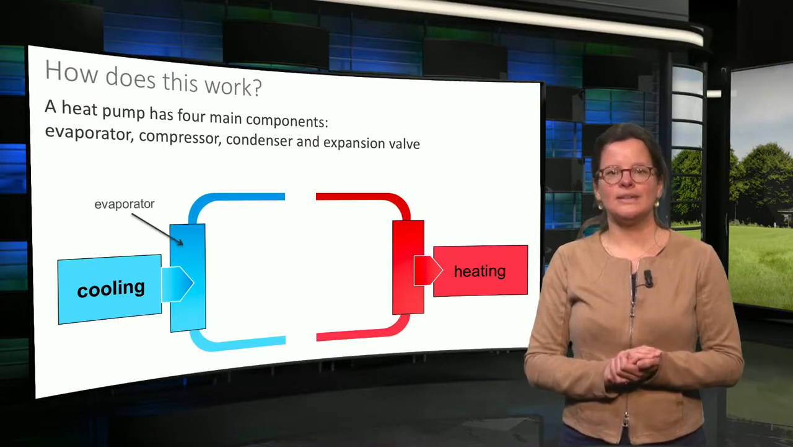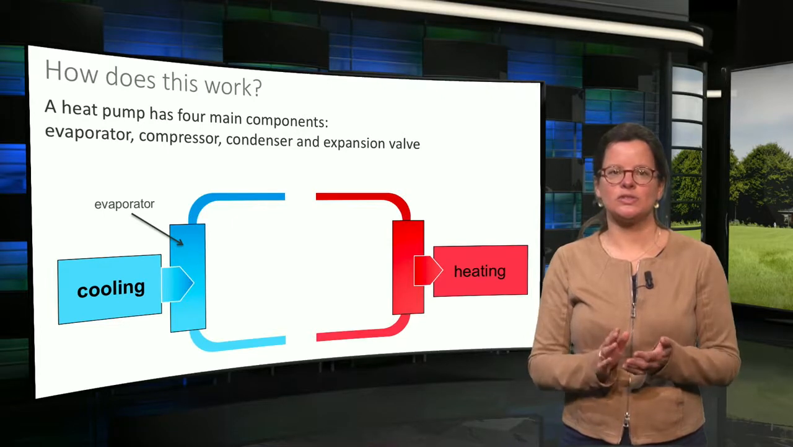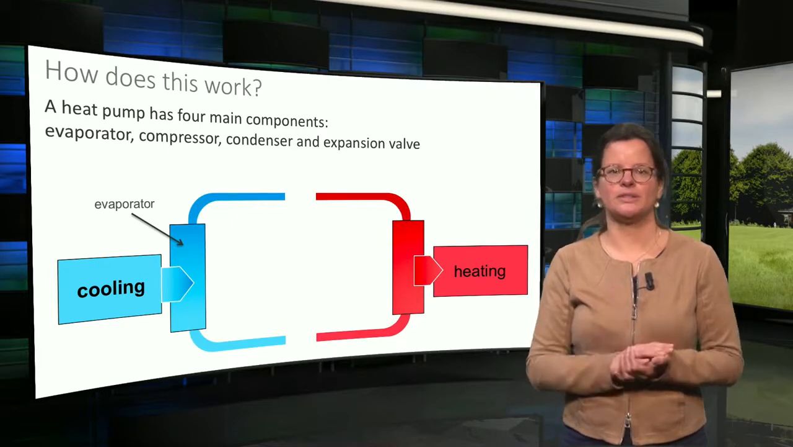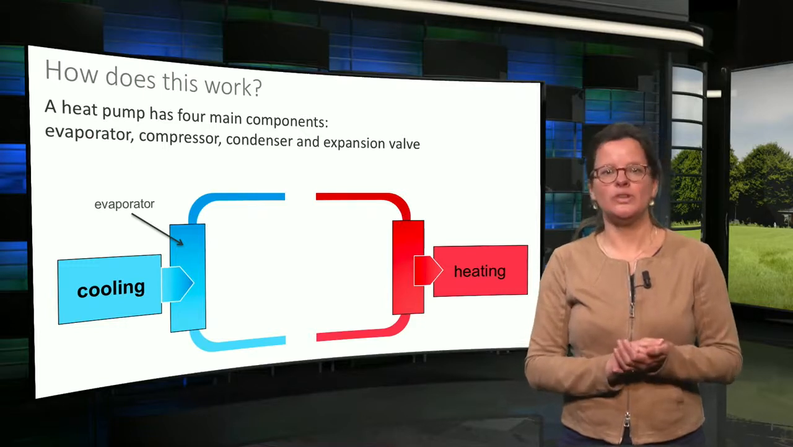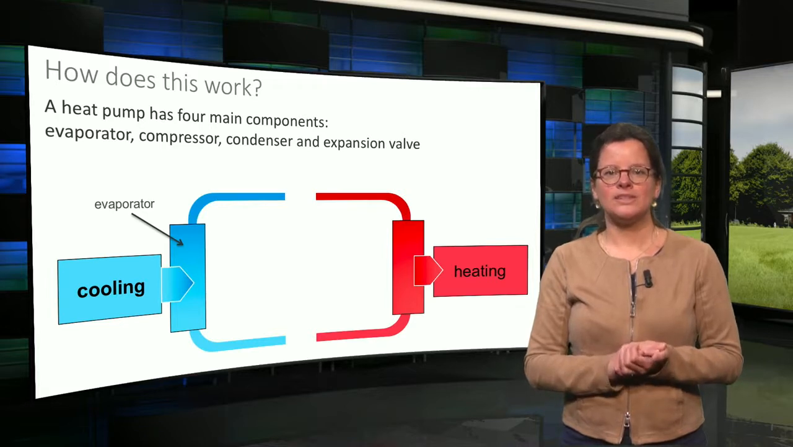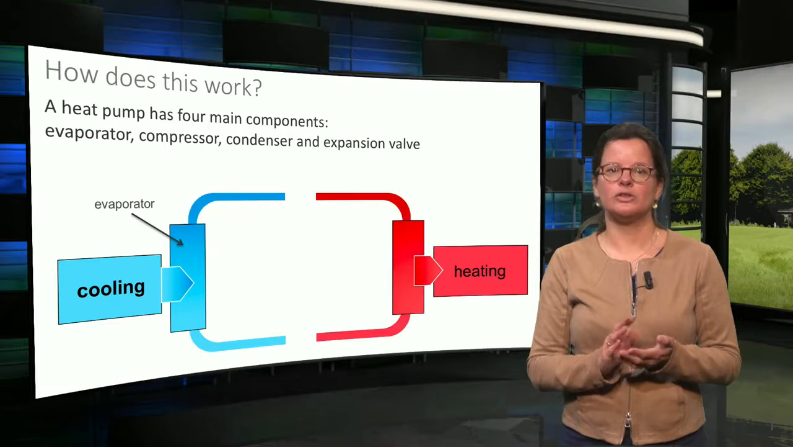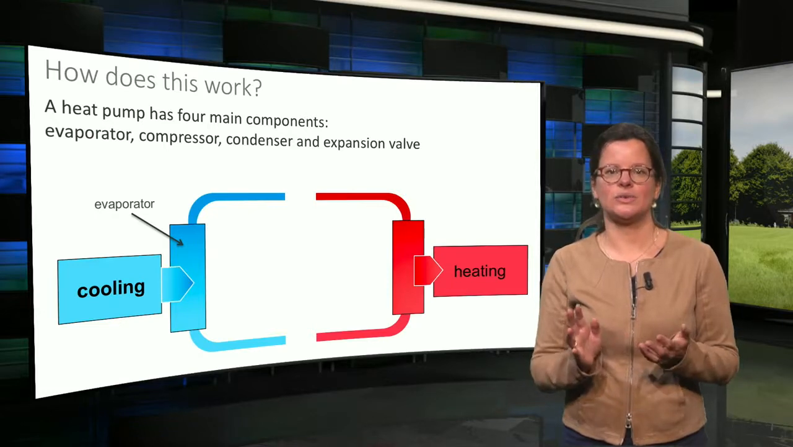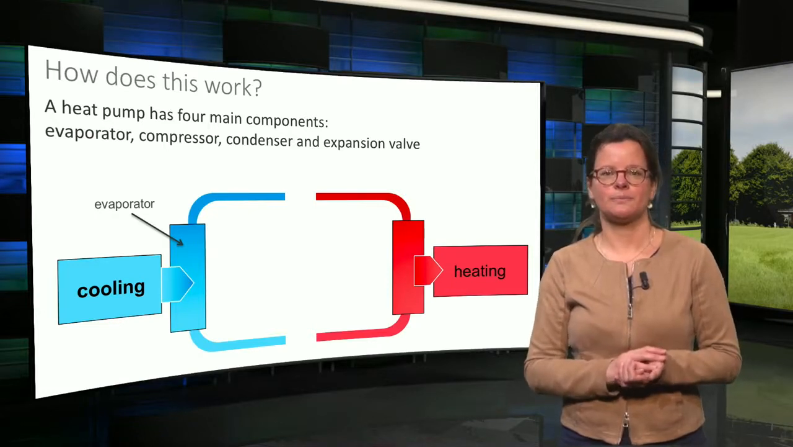The evaporator is a heat exchanger where heat is transferred from the cold body to the refrigerant. This means the refrigerant must be colder than the cold body, which means cooling of the cold side takes place. The heat exchanger at the cold side is called the evaporator, as the working medium is converted from liquid phase to gas phase as a result of the heat transfer.